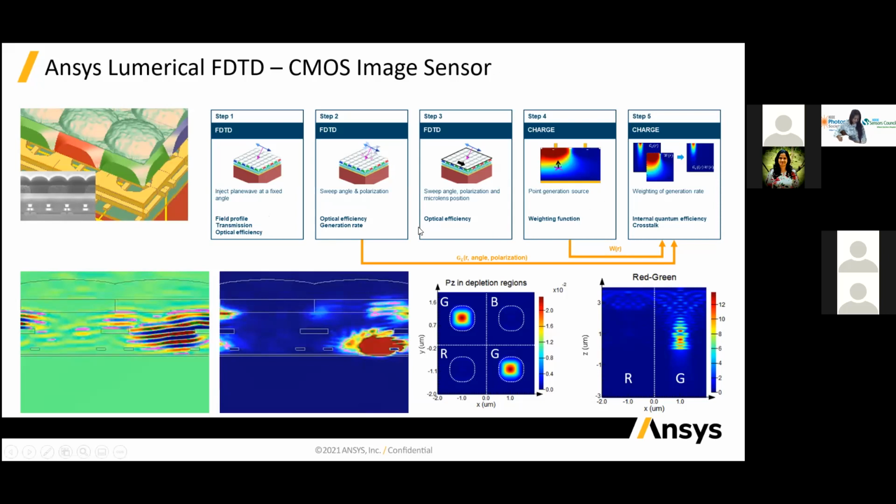And then after the optical efficiency, we can bring those to our CHARGE solver, and you can calculate the quantum efficiency and crosstalk between different colors of the pixels. So those can be done using this FDTD and CHARGE solver.